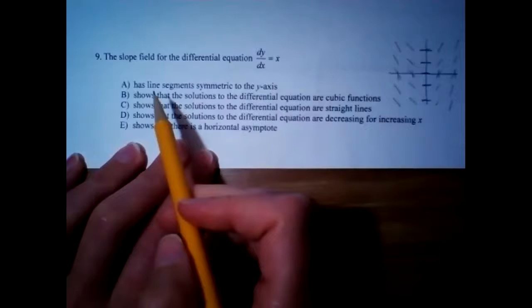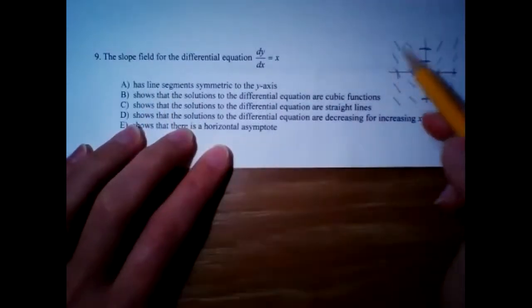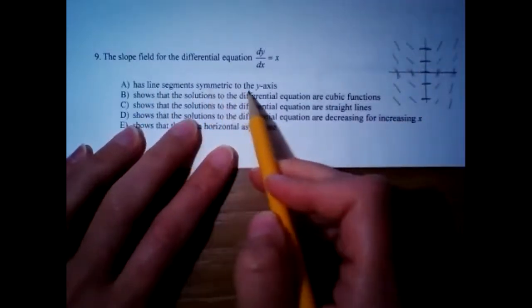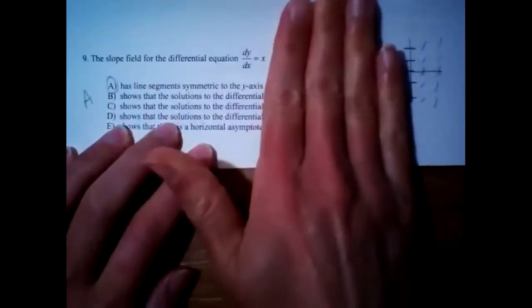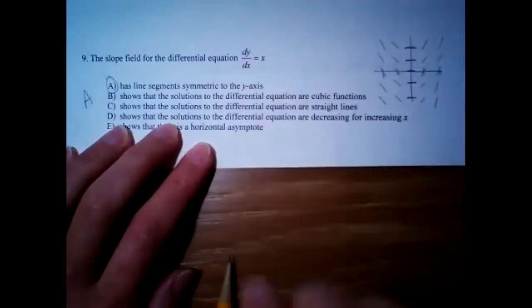All right, so out of these choices, let's see which one makes sense here. Has line segments, these are all our little line segments here, these slopes, symmetric to the y-axis. That's actually the one that's true. This is going to be A. If I take what's over here, it reflects over here. So they're symmetric to the y-axis.